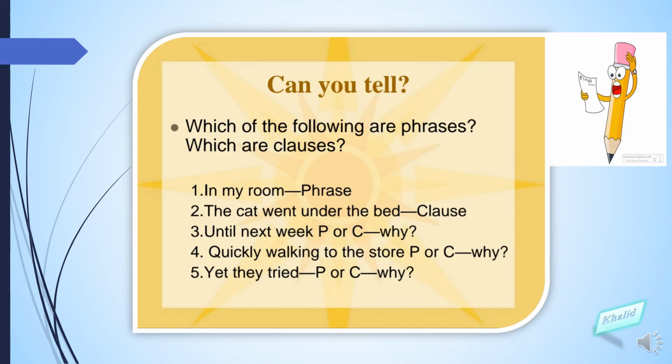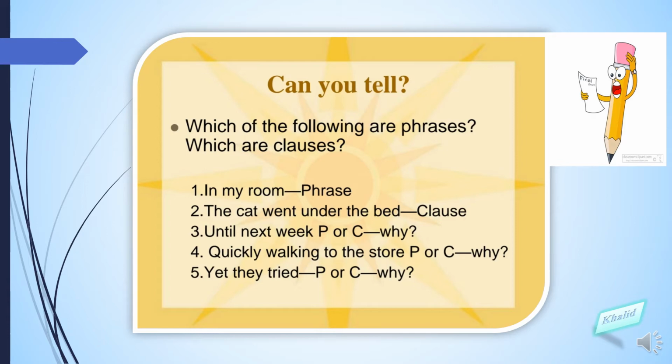Move to the next one. The cat went under the bed. What is it? What is the cat? It is the subject. What is went? It is a verb, the second form of verb, go. Under the bed. Is it giving you a complete sense? Yes, it is giving a complete sense, a complete thought. Who went under the bed? The cat went under the bed. So, it is a clause.